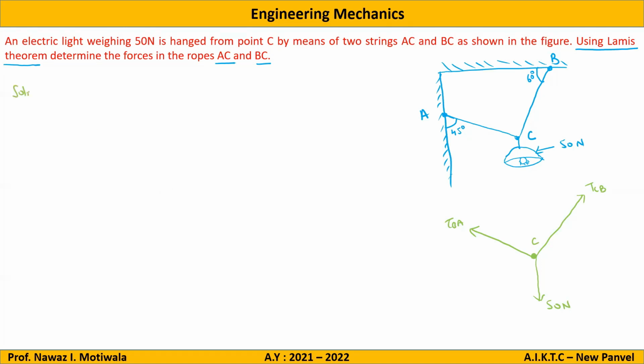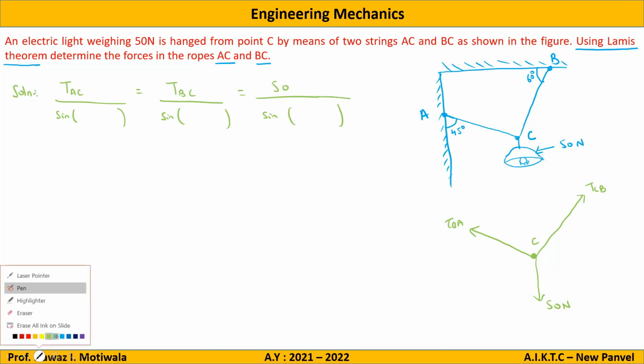So in solution, the first thing which I will write is Lami's theorem. So I will write TAC divided by sine of, I will keep it blank now, we will write after discussion, is equal to TBC divided by sine of, again blank, is equal to 50 divided by sine of, again blank. Okay, now it's purely geometry. Just see in the main diagram.